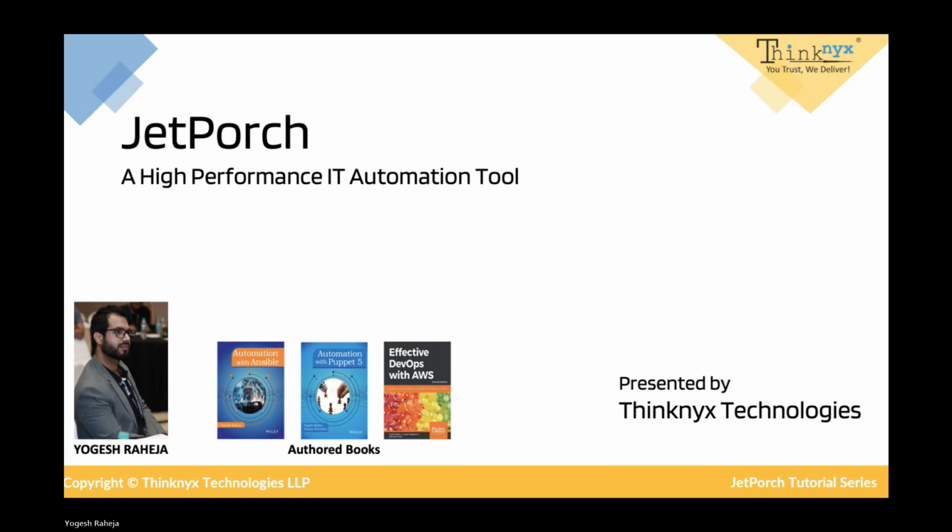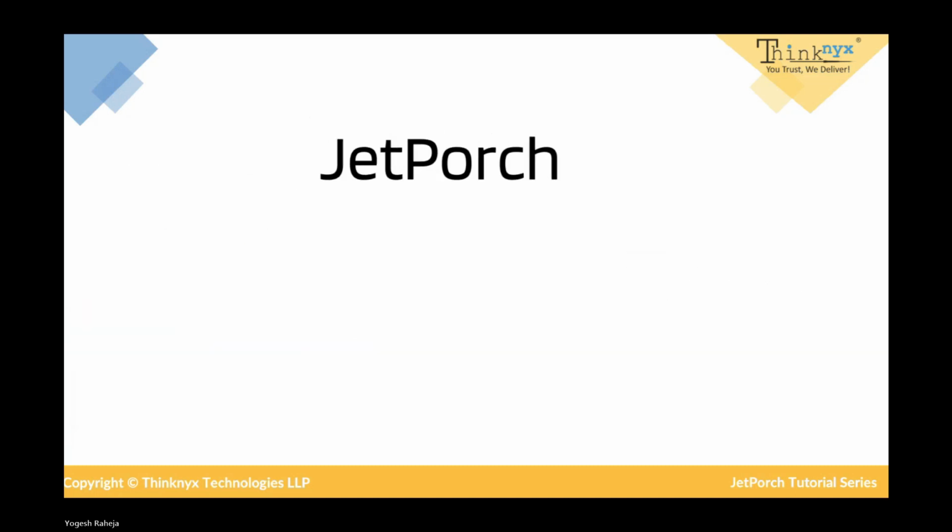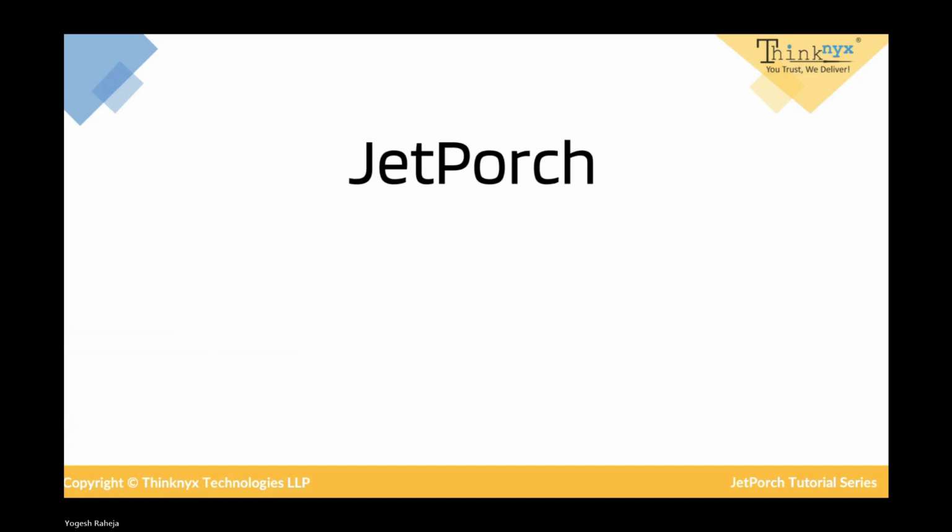However, when you scale your environment, you will start facing challenges such as complexity with tools like Puppet or Chef, and performance and speed issues with tools like Ansible. This is where a Rust-based automation platform like JetPorch or Jet can capture your attention. Jet is pretty new, and this is where we thought of putting together this series of Jet tutorials to get started with Jet quickly. So let's get started by understanding what JetPorch stands for.